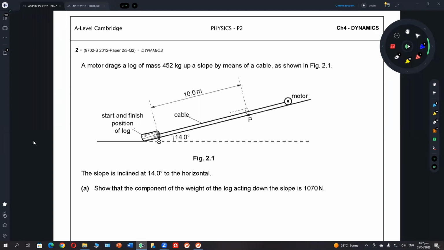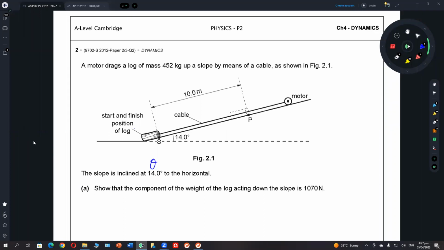A motor drags a log of mass 450 kg up a slope by means of a cable. The slope is inclined at an angle. Do you remember we used to call it theta? The 14 degrees. Yes. Angle should be given in 1 decimal place. This is an inclined plane question. Show that the component of the weight of the log acting down the slope is this.